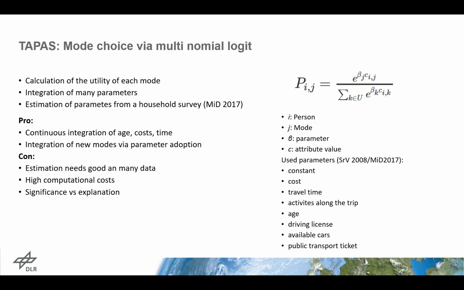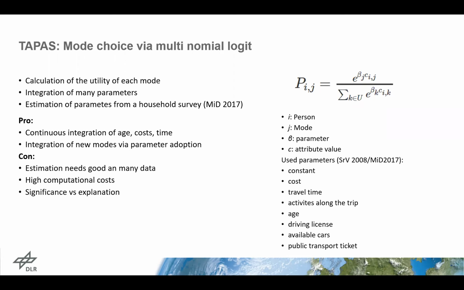And of course, you always have the problem of significance versus explanation. That means sometimes you have a parameter, for instance age, and the model estimation says the age parameter is significant, but it's not the explaining parameter.